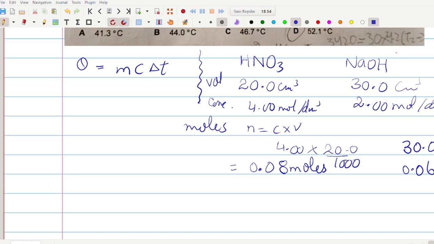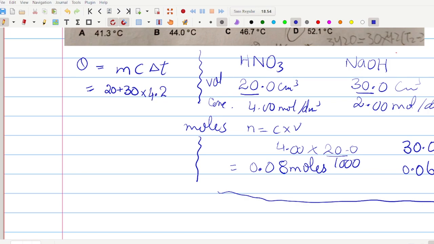Now come towards the next part. So this was the way through which first of all we have to calculate the number of moles. Now for the mass, basically the volume, we have to add 20 plus 30. This is the volume which is given to us, multiplied by the c value, 4.2. And we have to calculate delta T. Q is equal to 20 plus 30, 50.